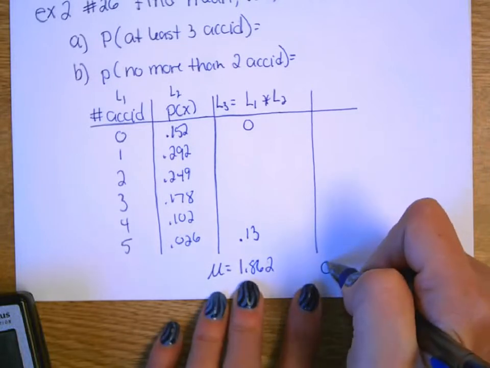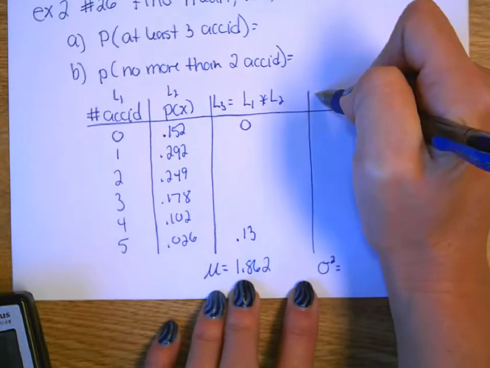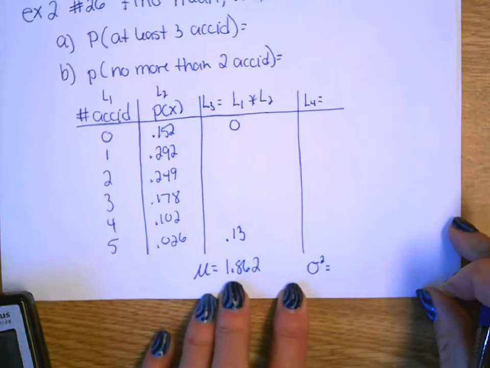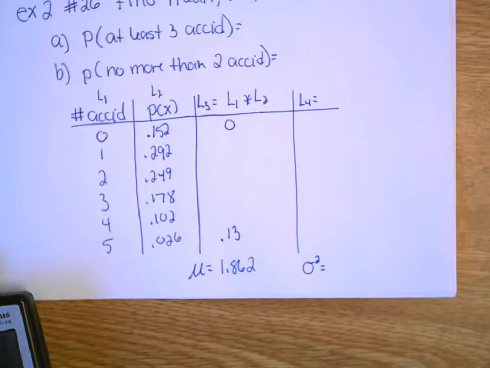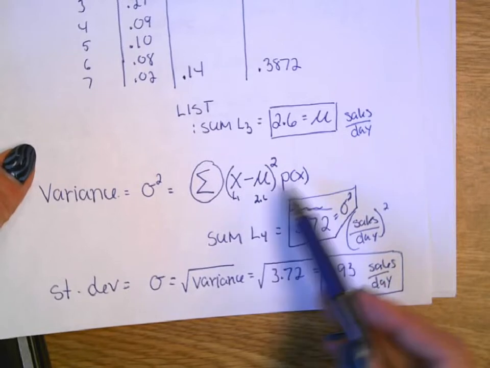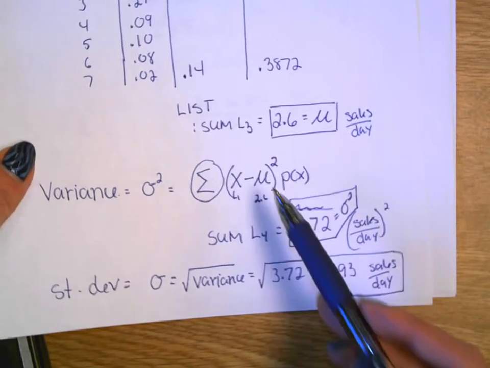Next thing we're going to find is the variance. And we're going to use list 4 to do that. Now you got to look back at your formula. What did the formula say to do? L1 minus 1.862, in parentheses, squared, times L2. So we needed to subtract, square, and multiply by the probability.